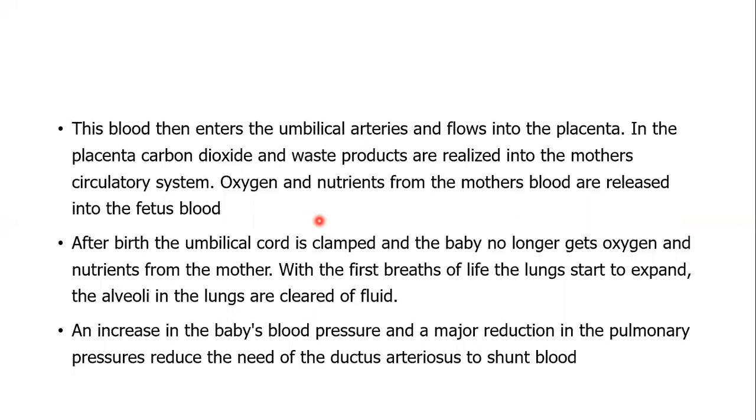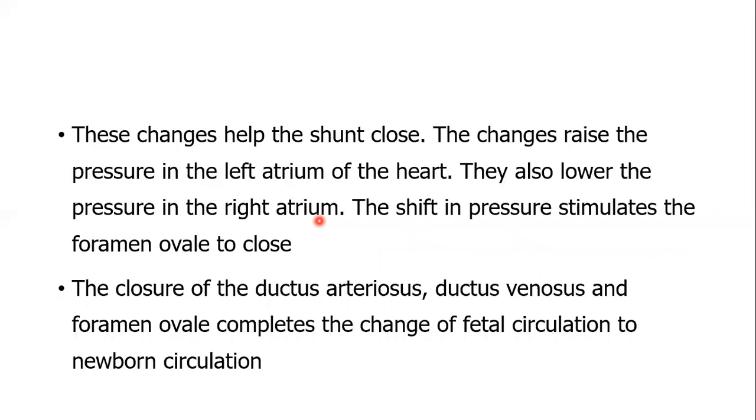After birth, the umbilical cord is clamped and the baby no longer gets oxygen and nutrients from the mother via the placenta. With the first breath of life, the lungs start to expand and the alveoli in the lungs are cleared of fluid. An increase in the baby's blood pressure and a major reduction in the pulmonary pressure reduces the need of the ductus arteriosus to shunt blood. These changes help the shunt close.